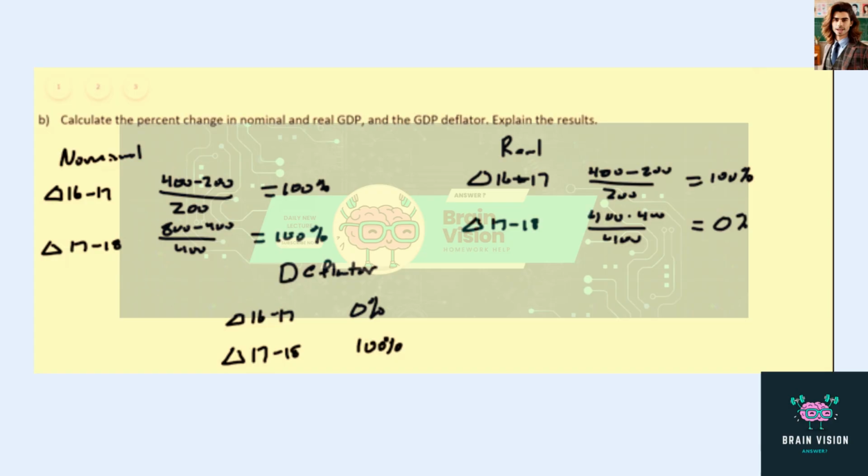Between 2017 and 2018, the change was because of a doubling in prices. And so because there was no change in the quantity produced, real GDP didn't change, even though nominal GDP did change. And so that's why we then see the doubling of the GDP deflator, because the nominal GDP doubled relative to the real GDP.